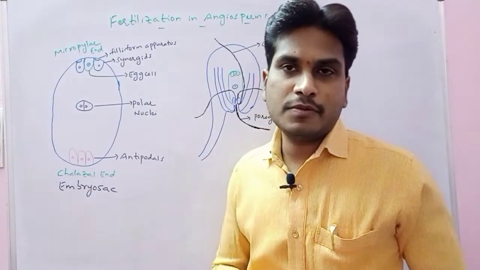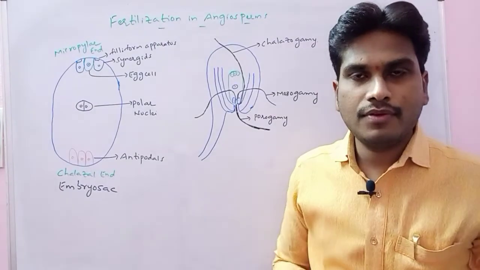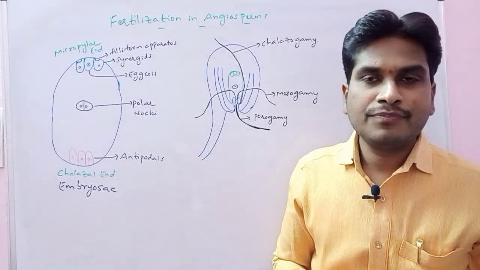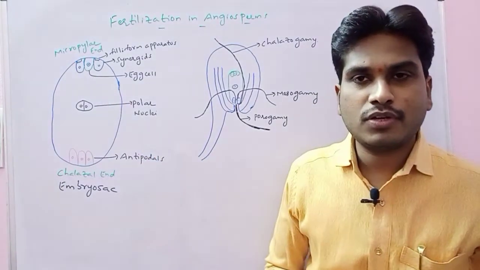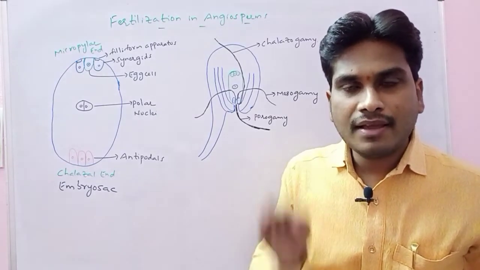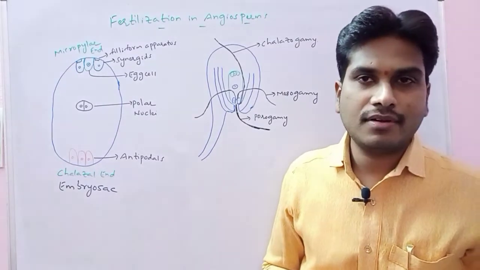In angiosperms particularly, how does fertilization take place? What steps are involved? We are discussing that now. Before going into fertilization in angiosperms, first we have to know about the embryo sac. This is the structure of the embryo sac. The embryo sac is the female gametophyte in angiosperms, in plants, right?